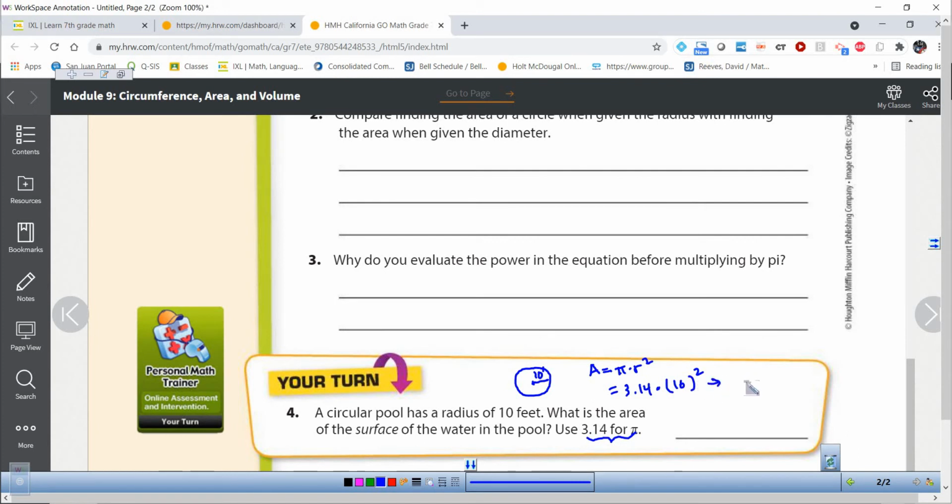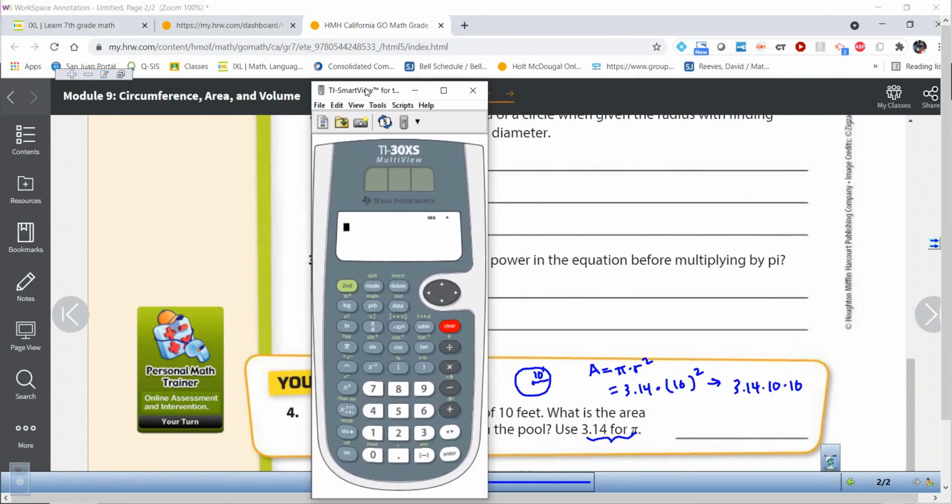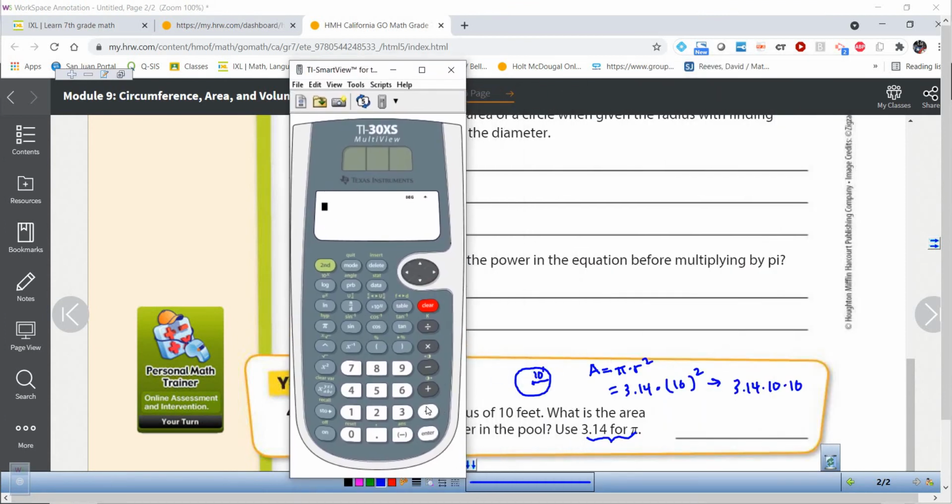All right, so another way to look at that would be 3.14 times 10 times 10. But luckily we have a button on our calculator, a squared button. So I'm going to pull up my handy dandy calculator here. Again, I want to do pi times r squared. I'm putting in 3.14 for pi times 10, and you see right here there's a squared button. I put in 3.14 times 10 squared, and I get 314.